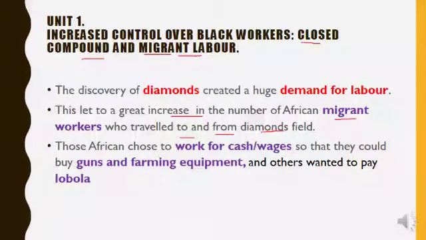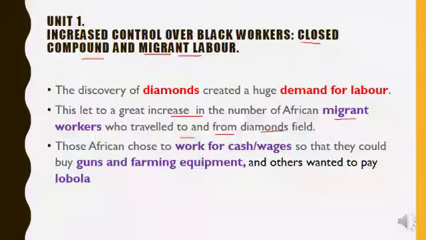Those people came from different areas. For example, you might find that other people were from Botswana, Nigeria, or Zimbabwe. So they came to South Africa to work in the diamond mining. That is why we refer to them as migrant workers. They have migrated from their country to another country.